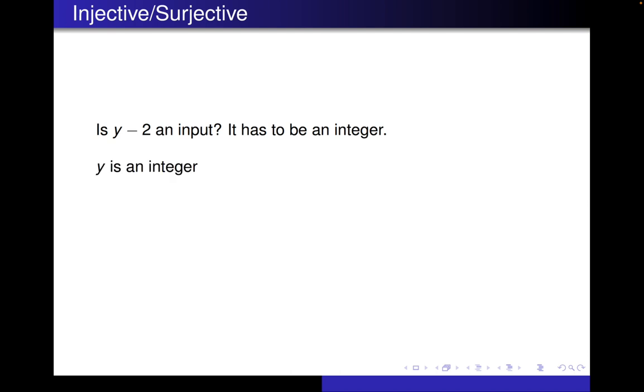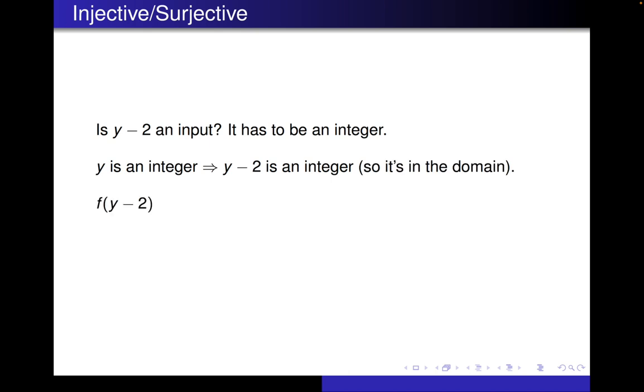Well, we know y is an integer. It's in the codomain, and remember, the codomain is the set of integers as well, so y is an integer. That means subtracting 2 from y is also going to be an integer. Not the same integer, but it's an integer, which means we can put it into the function. So it's in the domain, so we're allowed to put it in the function.